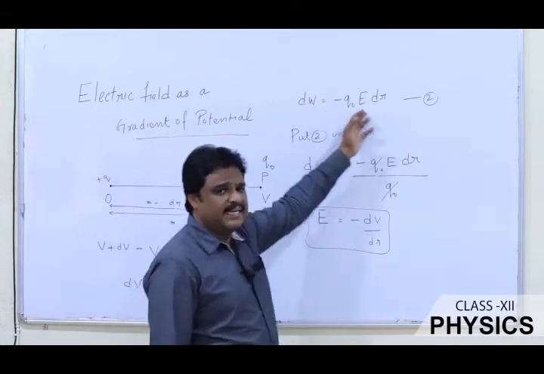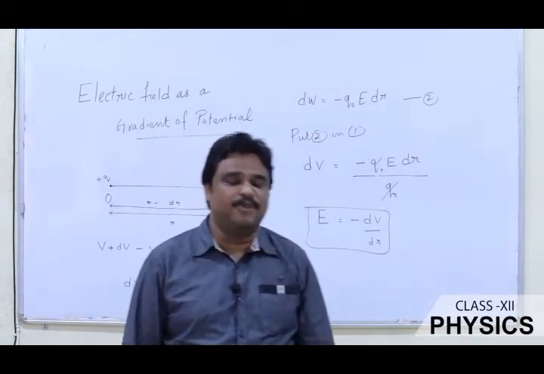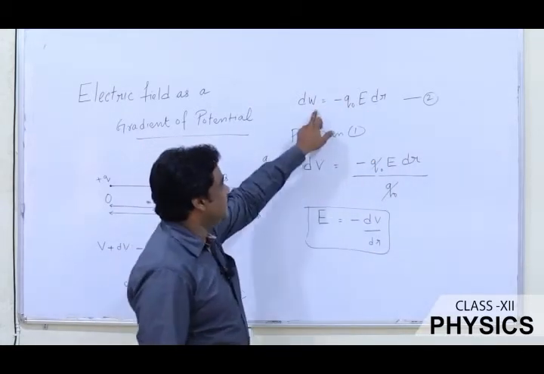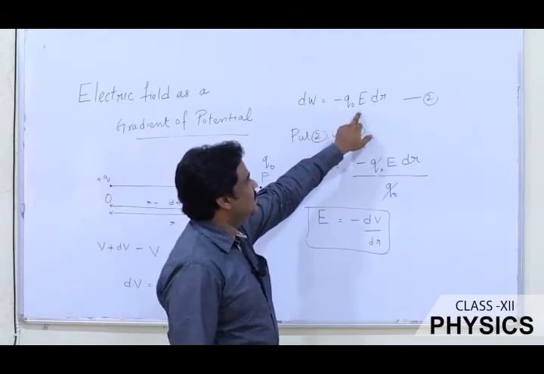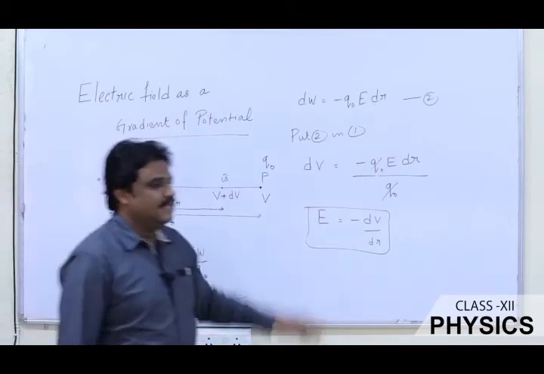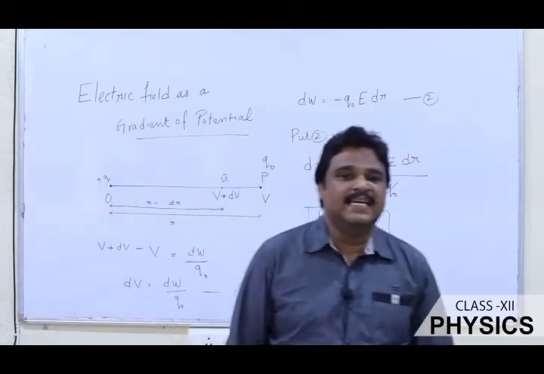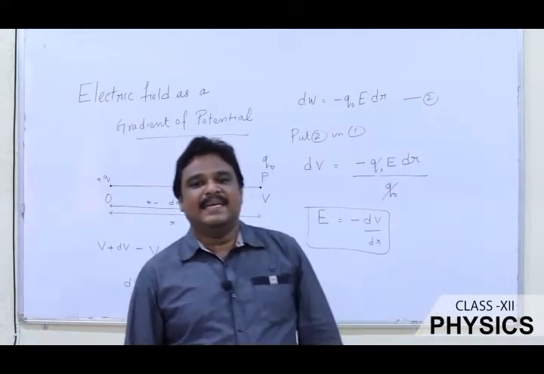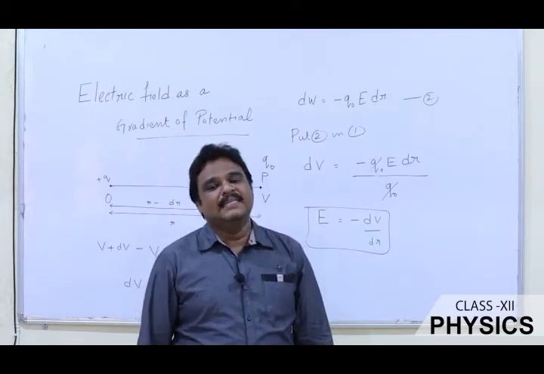Already we established, while deriving the expression for electric field due to a point charge, that the small work done can also be written as minus Q naught E dr. By putting this dW in equation 1, we are getting a very simple relation that shows the electric field is the negative gradient of potential at that point.